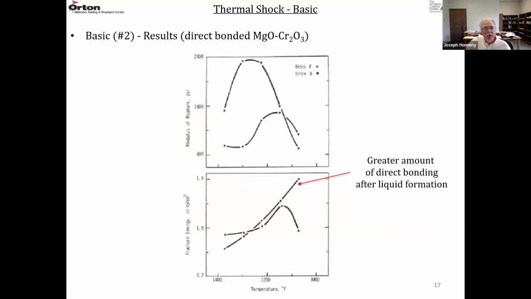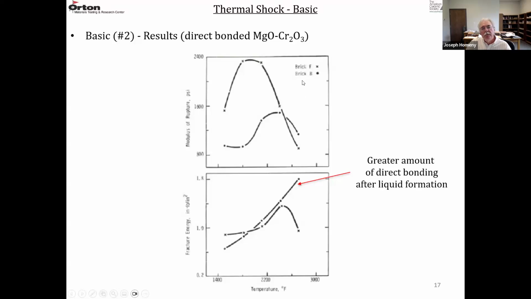So the silicate phases are isolated, so they usually have higher strength at higher temperatures. So modulus of rupture versus temperature, and then the fracture surface energy versus temperature. So bricks B and F: F is stronger than B, and they both start to decline in strength above 2200 degrees F. And then they both increase in the work of fracture.